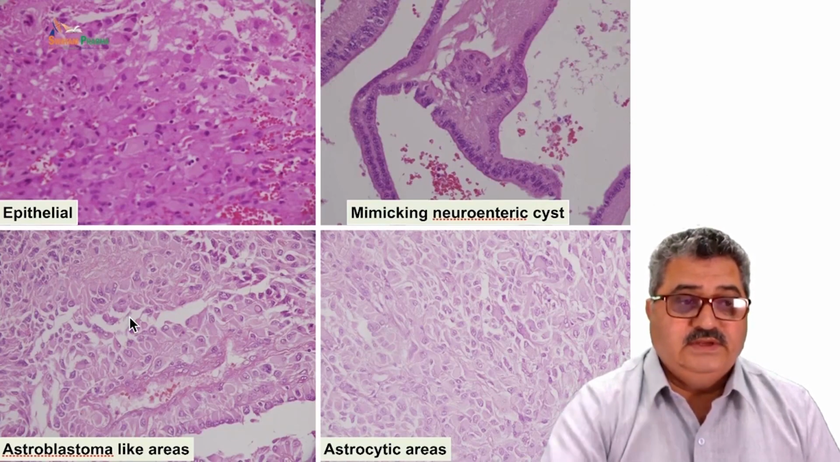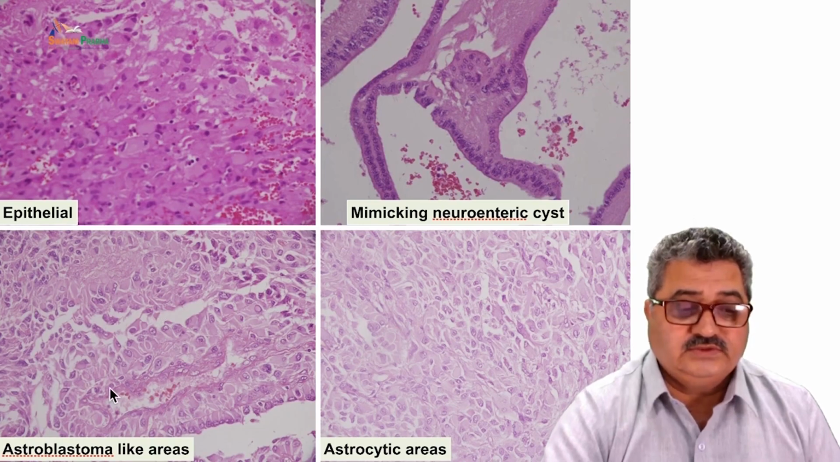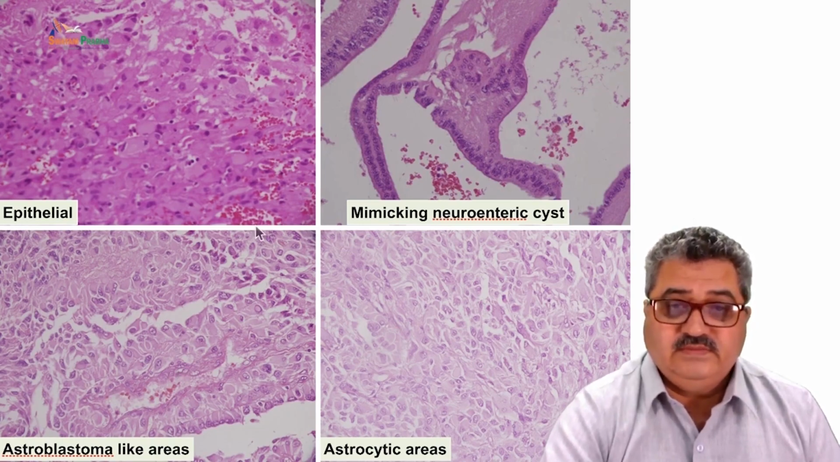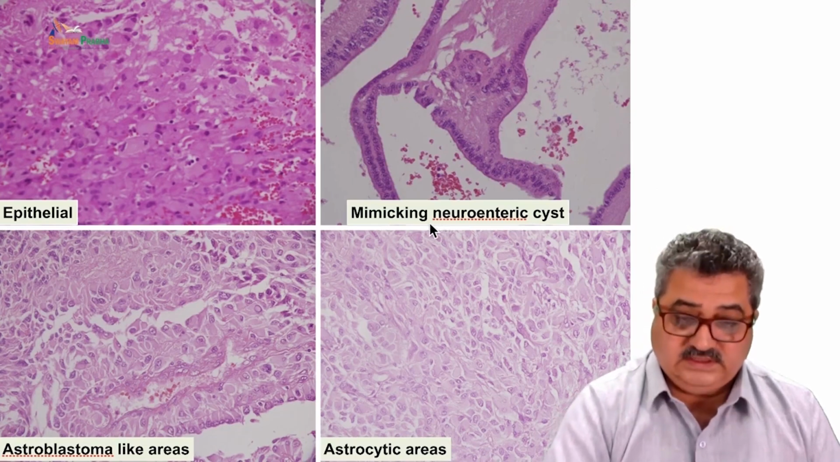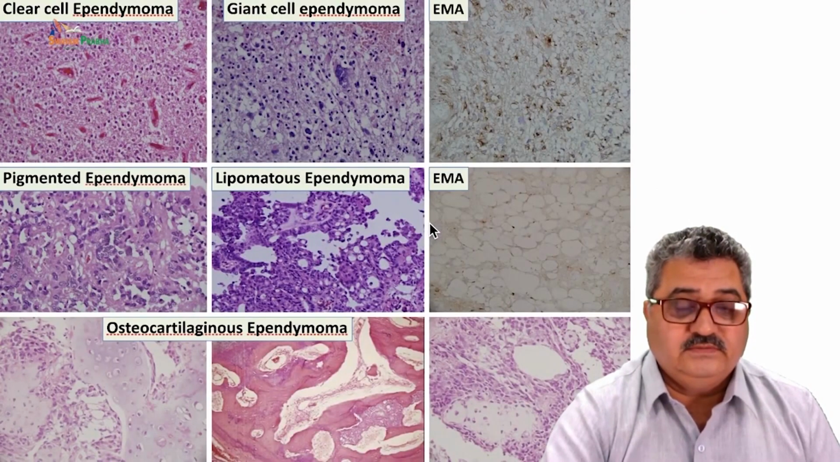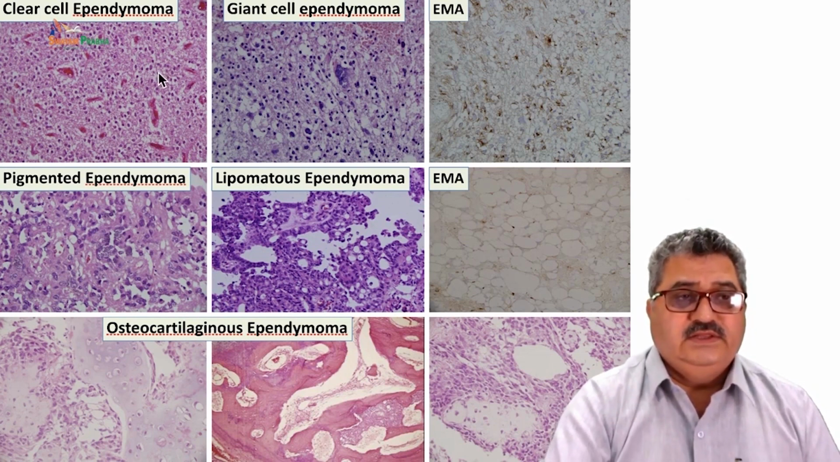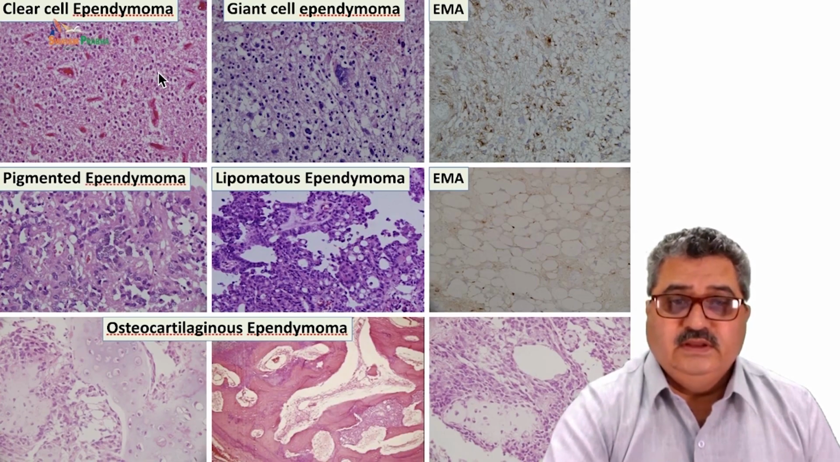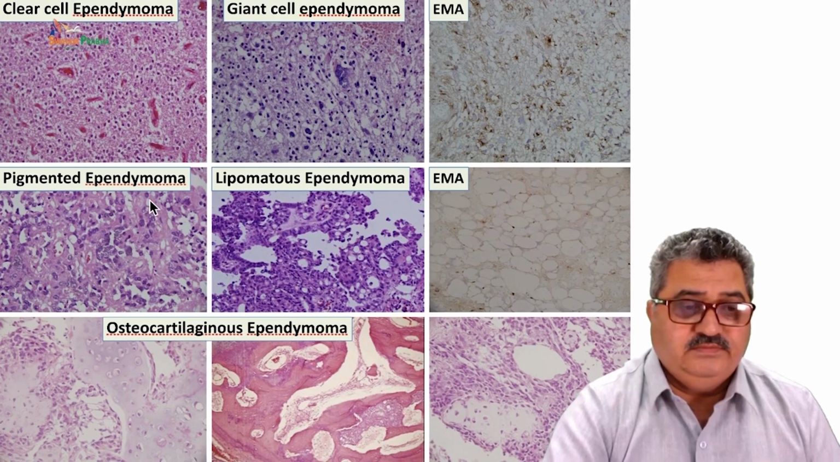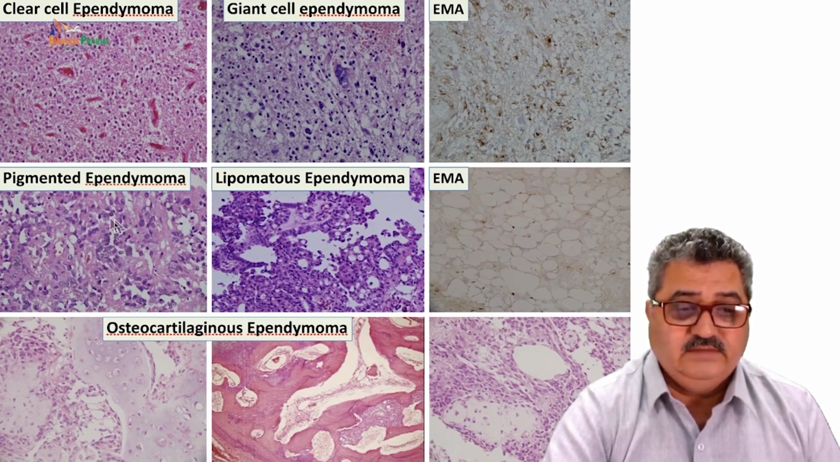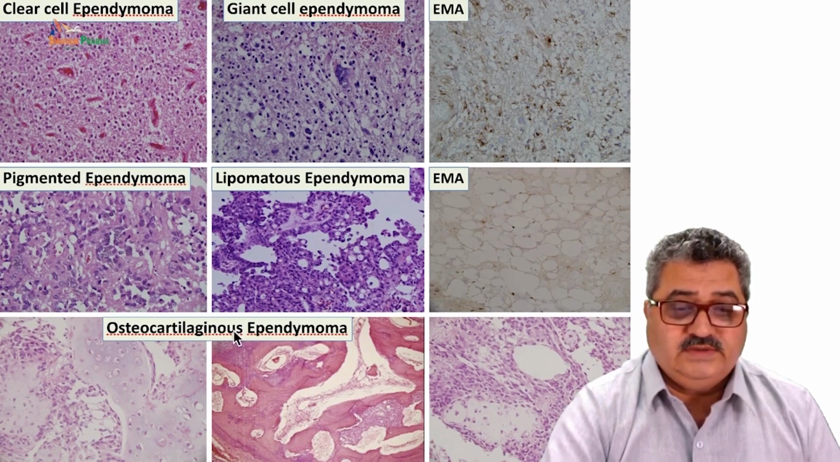Some may show epithelial appearance, some may show astroblastoma-like appearance, or sometimes they are very cystic and mimic a neuroenteric cyst, and some may show a very astrocytic appearance. These are some of the variations in morphology. Some may show clear cell change, some may show giant cell or lipomatous change, pigment which may be lipofuscin or even melanin, or osteocartilaginous metaplasia, which is also seen in ependymomas.